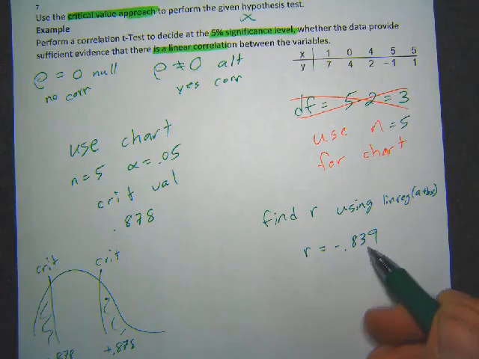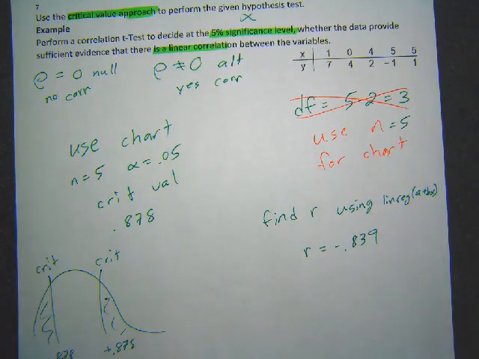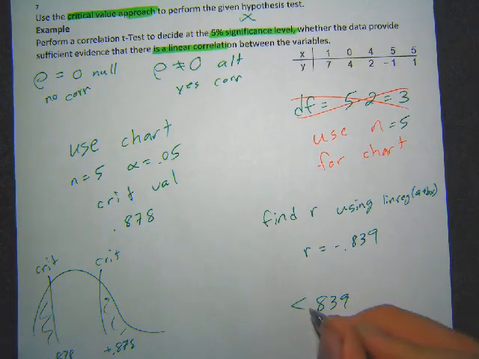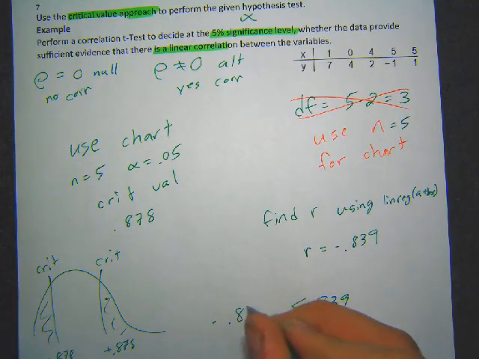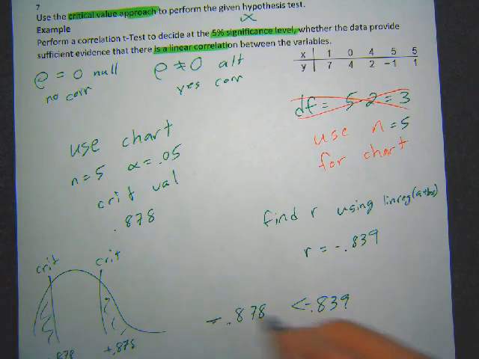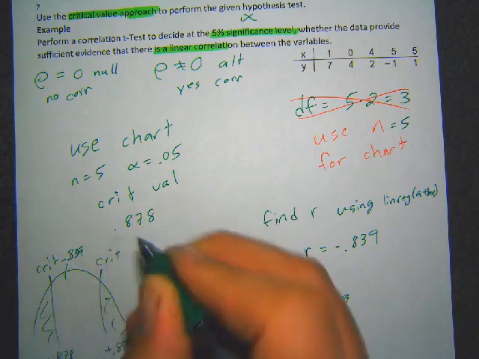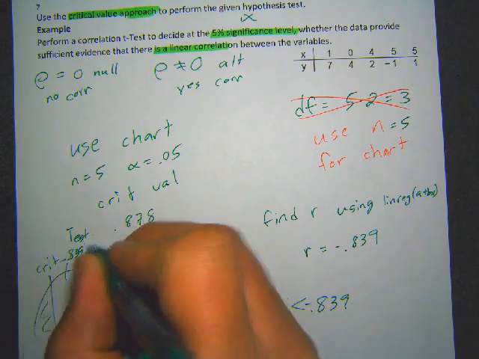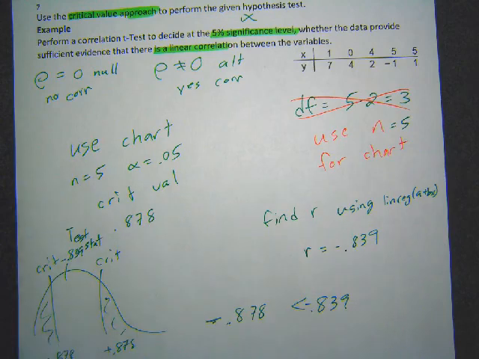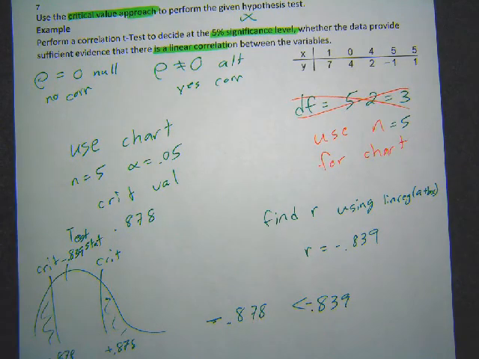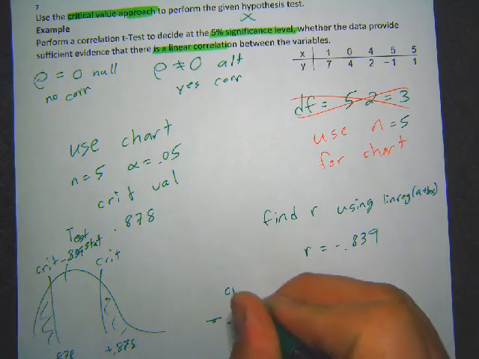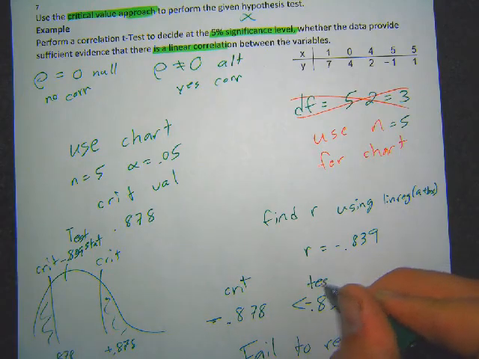So we look at our negative 0.839 and we say, well, that's not far enough negative. So negative 0.839 is actually bigger than that negative 0.878. This one's more to the negative. So it actually lands in the middle here, negative 0.839. That's your test statistic, because the R value is the test statistic. Since that falls in the middle region, we fail to reject. This is our critical value. This is our test statistic.